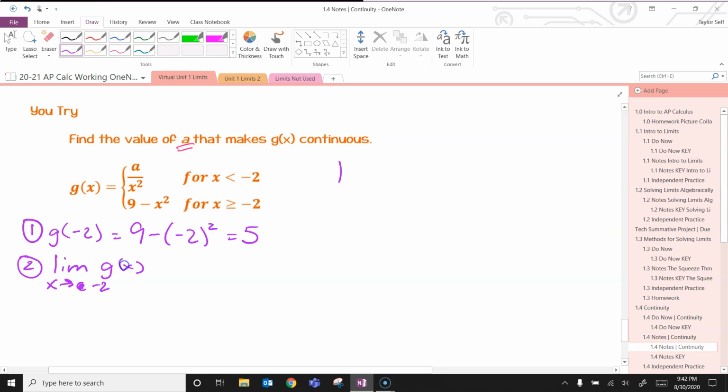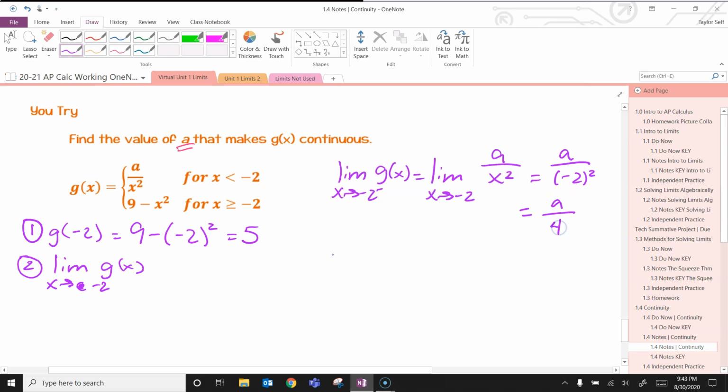So I'm going to go over here and do the left limit. That would be the left function, which is a over x squared. Again, I can plug in negative 2 into x, so we get a over negative 2 squared equals a over 4. All right, we're stuck. We're done there. Let's keep going. We need to now find the right limit. Equals limit as x approaches negative 2 of the right piece, which is that 9 minus x squared, equals, we already found that, it's 5.